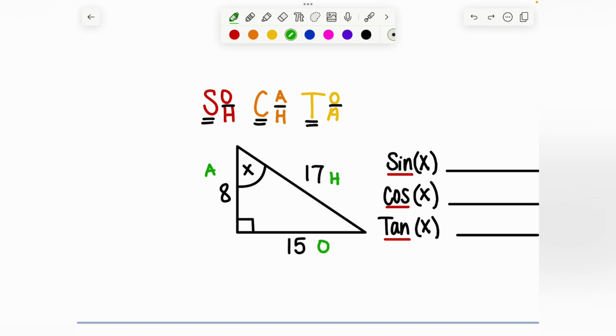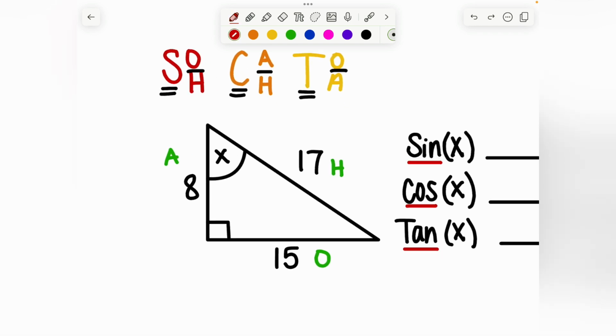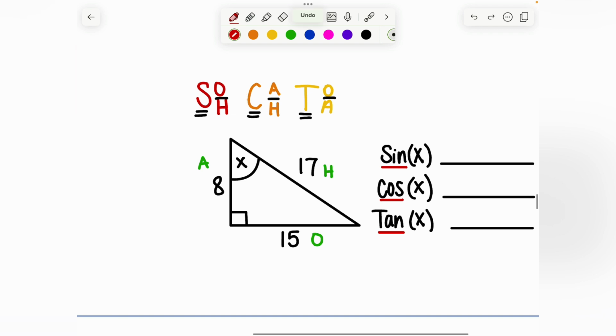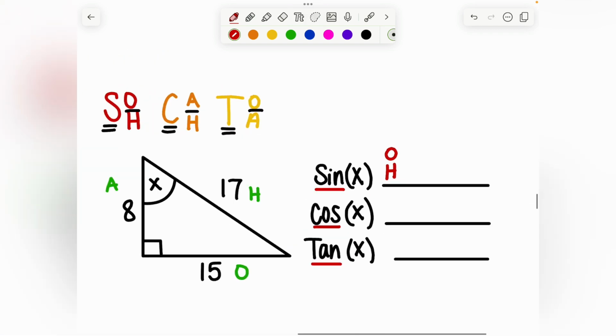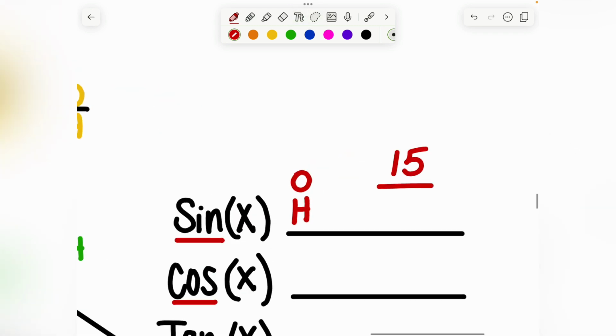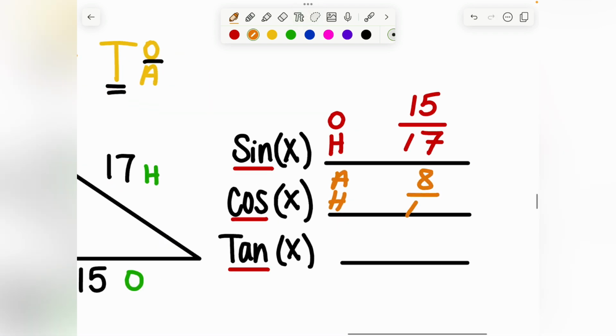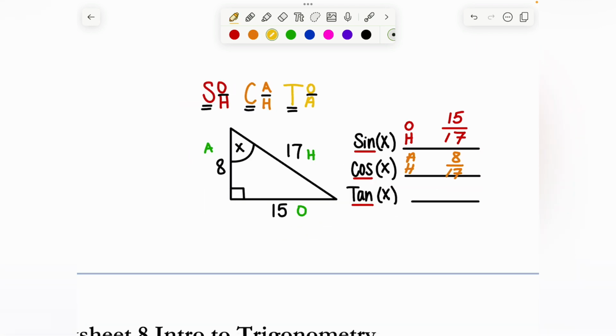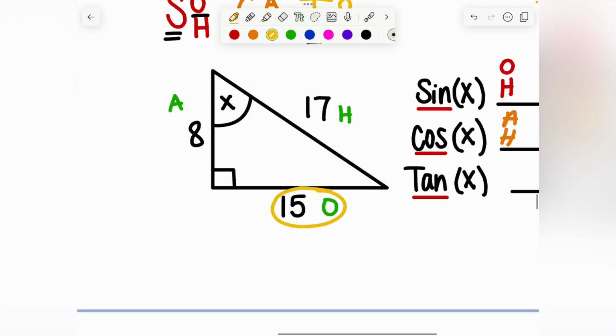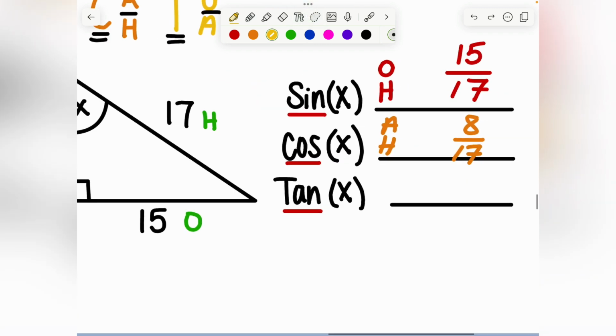If I said, what is the sine of angle X? The sine is opposite over hypotenuse. So that is 15 over 17. Cosine is adjacent over hypotenuse. The adjacent side is 8 and the hypotenuse is 17, so the answer is 8 over 17. And finally, tangent, we say TOA, that's opposite over adjacent. So that is 15 over 8.